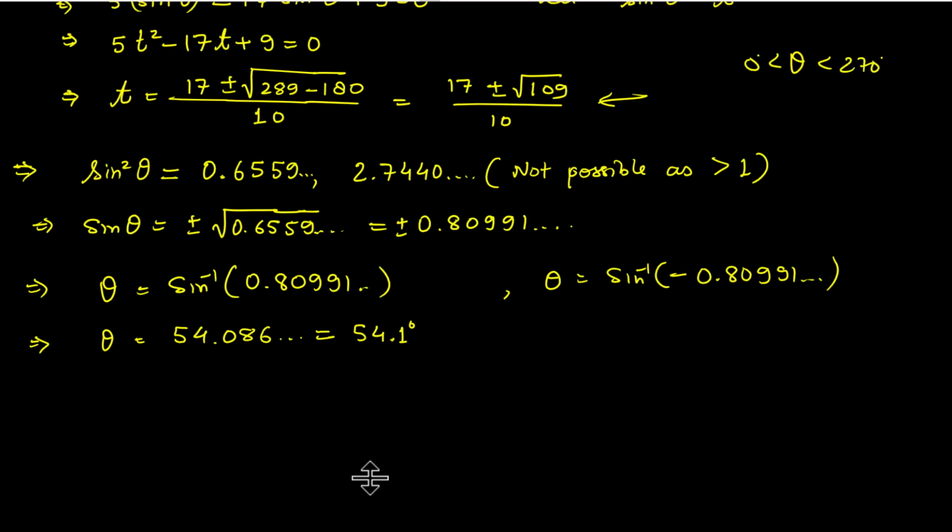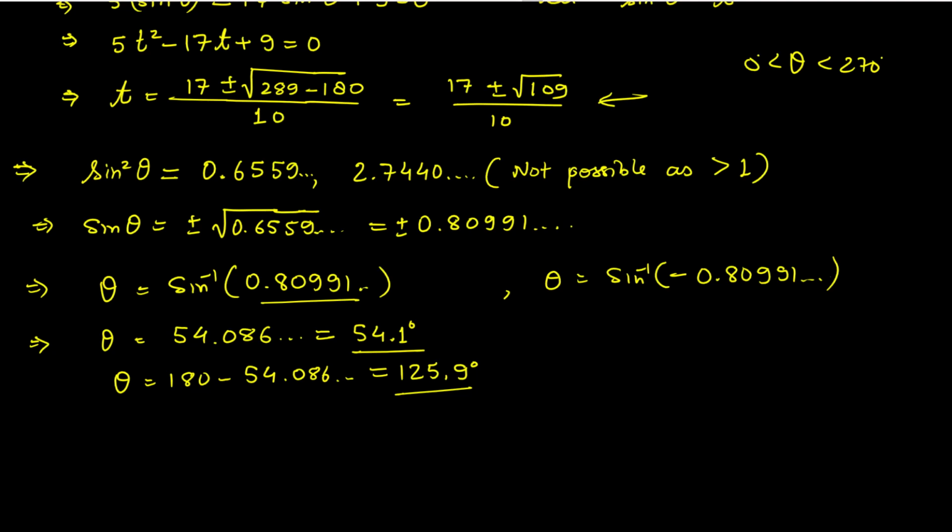So the next angle for this value is going to be theta equals 180 minus 54.086 and so on, which is going to be 125.913, so till 1 decimal place it is going to be 125.9 degrees. If we calculate the next value, we have to add 360 degrees, which is going to cross 270 degrees. So these are the only possible values we can take.